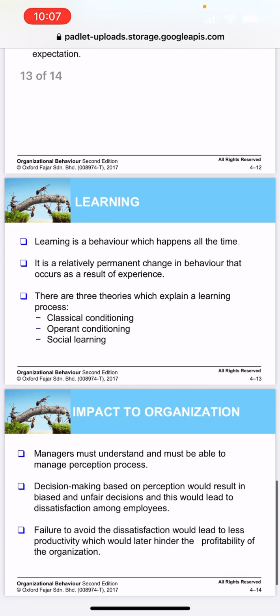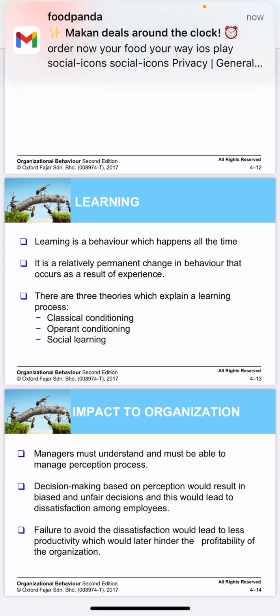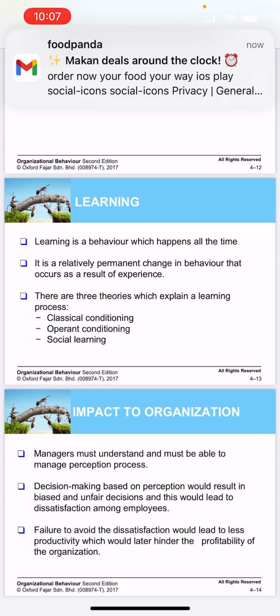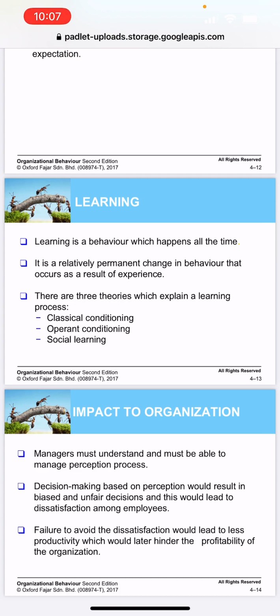Next is learning. Learning is a behavior which happens all the time. It is a relatively permanent change in behavior that occurs as a result of experience. There are three theories which explain a learning process: classical conditioning, operant conditioning, and social learning.